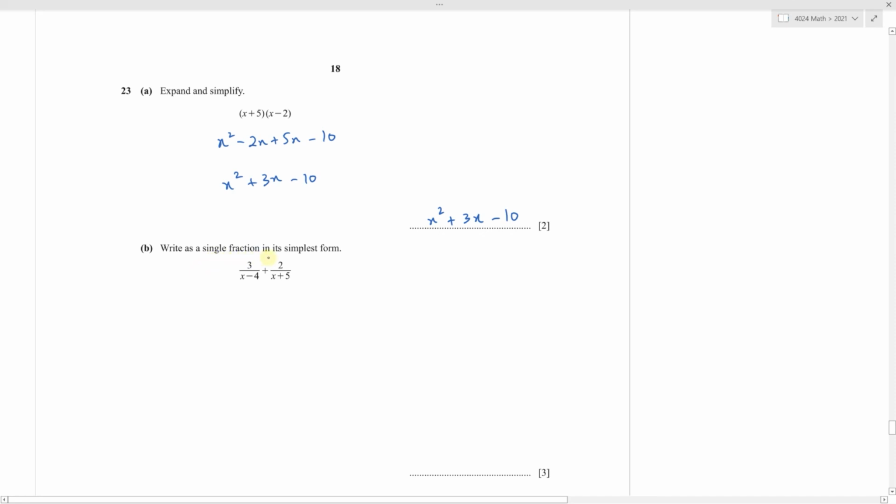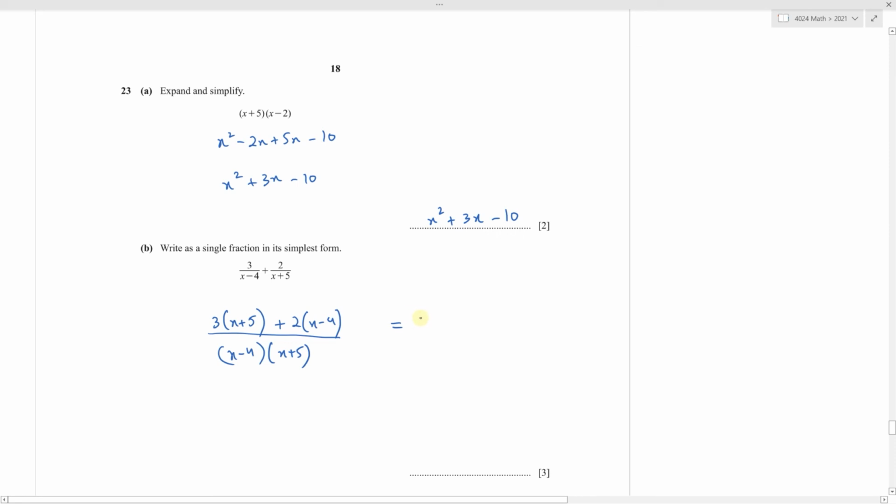Write as a single fraction in its simplest form. So you'll take the LCM, x minus 4 times x plus 5. So this denominator is multiplied by x plus 5, so x plus 5 is multiplied in the numerator, which is 3. 3 times x plus 5, plus this x plus 5 is multiplied by x minus 4, so this is multiplied by x minus 4 as well. So 2 times x minus 4.